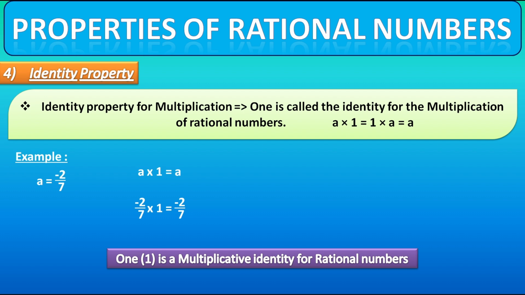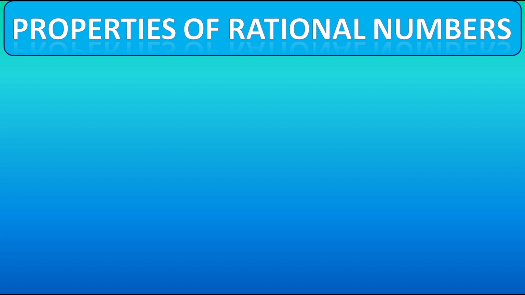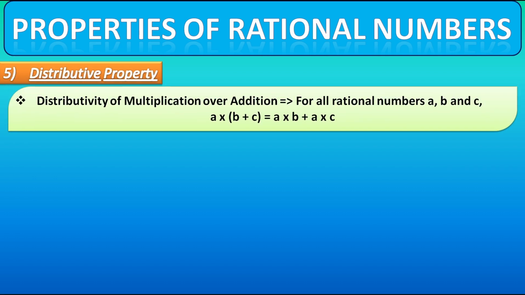Okay. Now we have one more property, that is distributive property. Here the first property of distributive is distributivity of multiplication over addition. For all rational numbers a, b and c, we can say that a into, in the bracket, b plus c is equal to a into b plus a into c. Let's check with the help of an example. Here I am taking the value of a as 2 upon 3, b as minus 1 upon 3 and c as minus 2 upon 5.